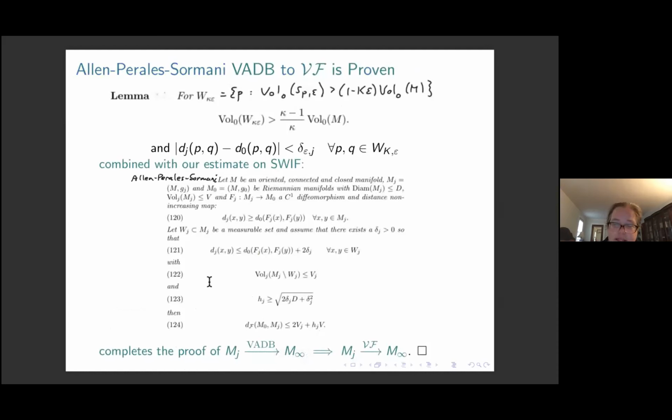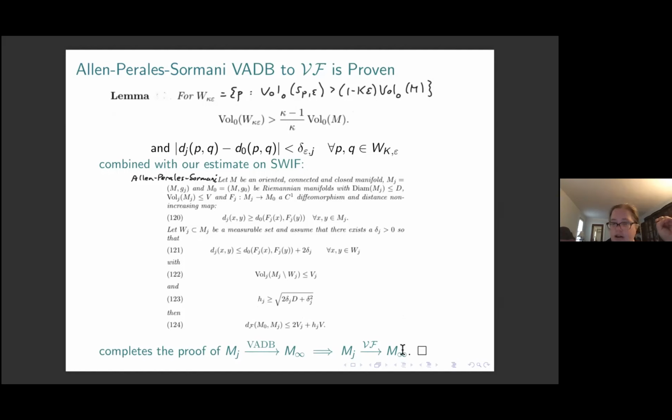Once we have this set, we combine this with the estimate where we constructed Z before. This is the one where we constructed Z and we're able to compute the intrinsic flat distance. So we combine this lemma with this theorem earlier. And that completes the proof that MJ VADB converges to M infinity implies that MJ VF converges to M infinity. We have the intrinsic flat from here. Our VJs have to do with how close the volumes of W's are to volume 0. All of the estimates have to be done carefully, keeping track of the K's and the epsilons and the J's carefully. We're able to get the C and we get intrinsic flat convergence.